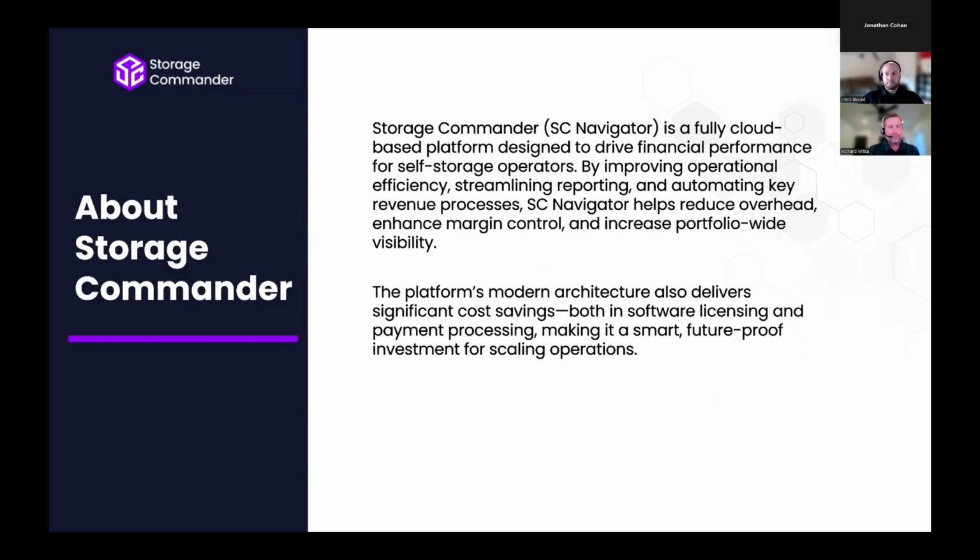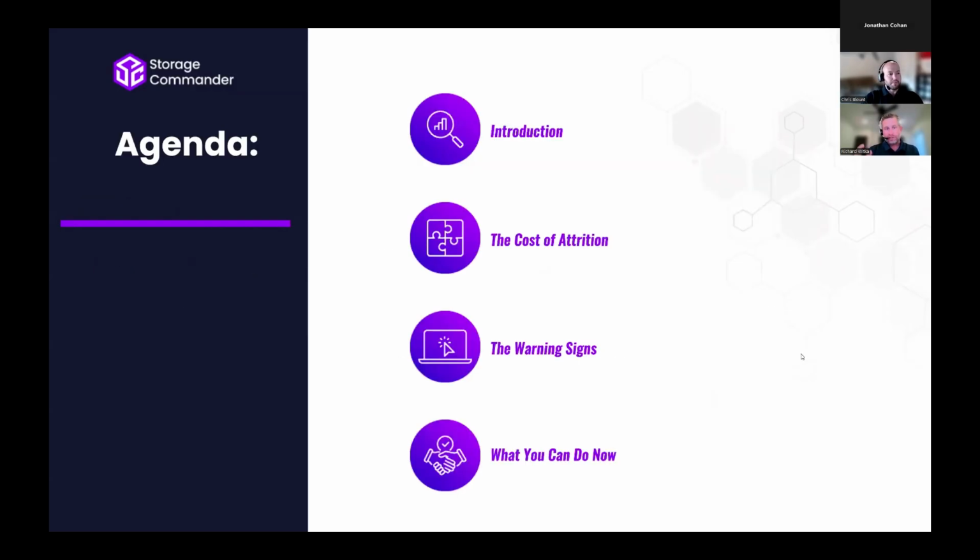A couple of things here for today, the agenda. We just did the introduction, so next we're going to talk about the cost of attrition. Then we're going to go through the warning signs, and then we're going to go through what you can do now as you start to recognize some of these warning signs, and then we'll conclude with some Q&A.